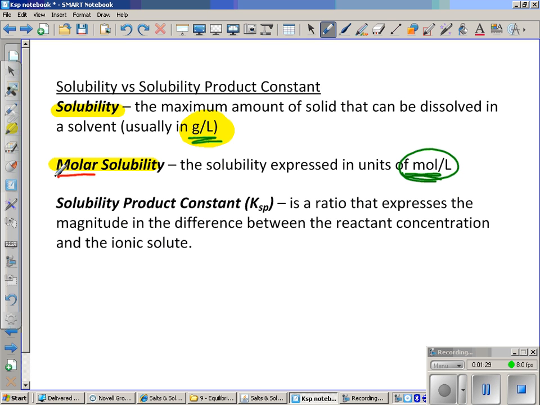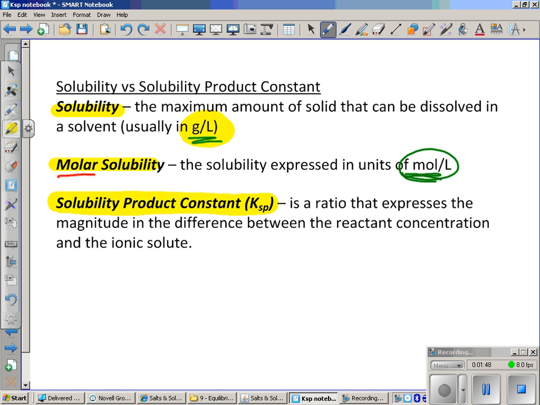And then the other term that we have here is solubility product constant. That's your KSP. Again, it sounds fancy. Another way to say it would just be the equilibrium expression, because it's the same thing, but they give it a special fancy name, solubility product constant, hence KSP, solubility product.